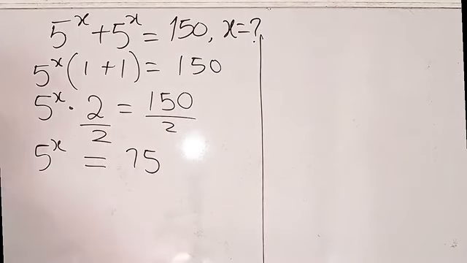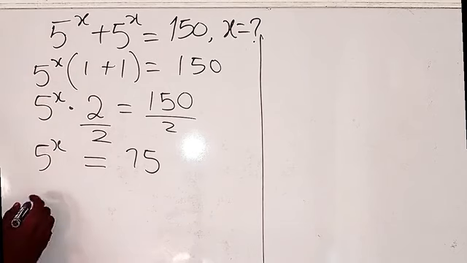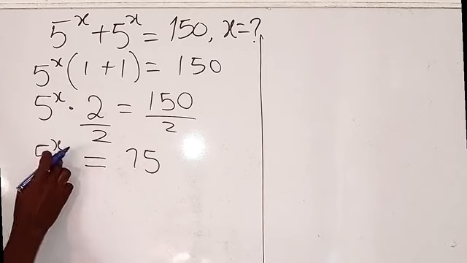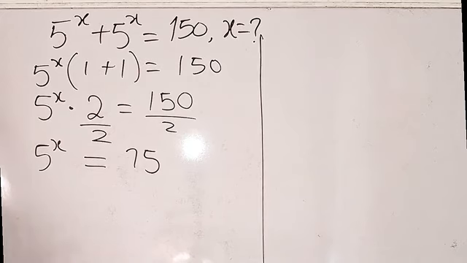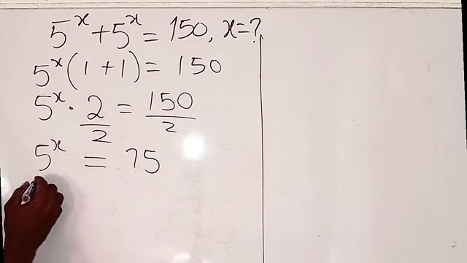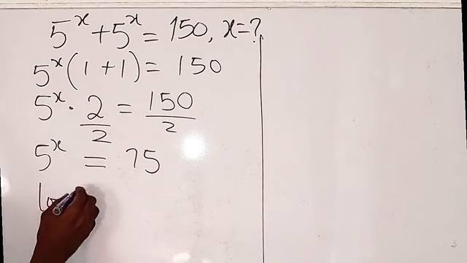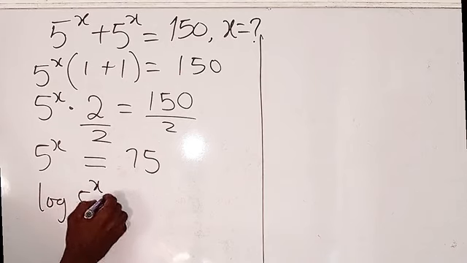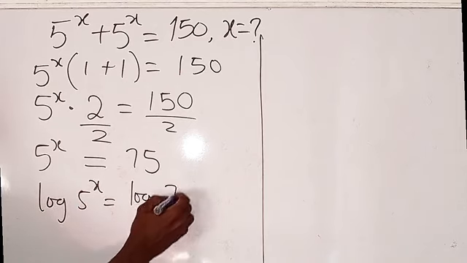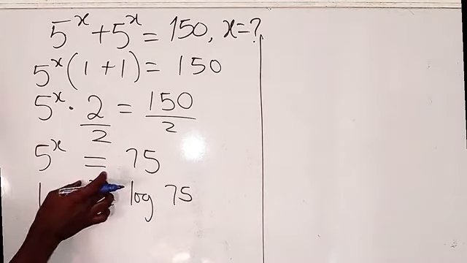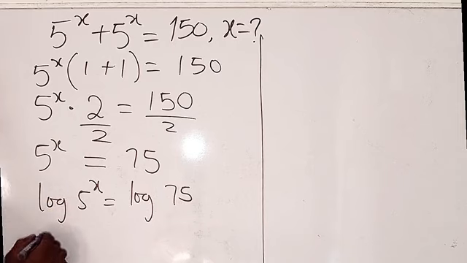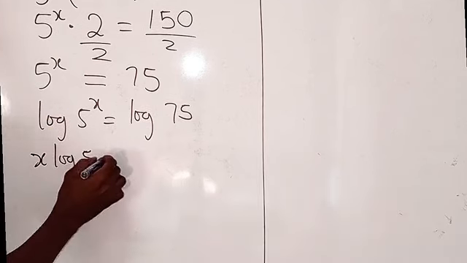Now from here, the next thing we are going to do, because we are looking for x, let's introduce logarithm to both sides of this equation. We're going to have logarithm. We have log of 5 to the power of x equals log 75. Okay, so now from here, the next thing we're going to do, you know that this x will have to come down and multiply the logarithm, then equals.